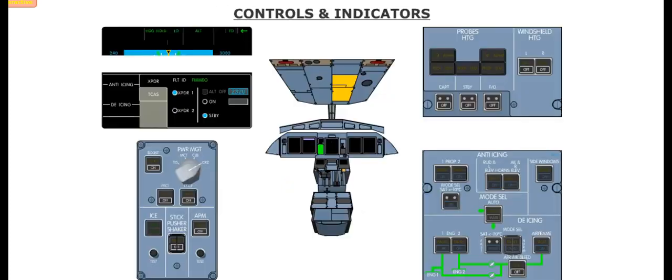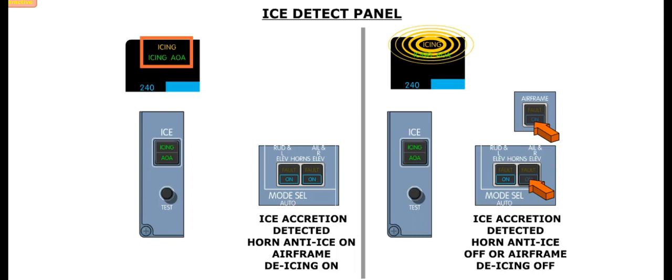We will now cover some of the controls and indicators. The icing AOA push button is located on the captain's side of the flight instruments panel. As discussed earlier, the amber icing label appears on the FMA when ice accretion is detected by the Anti-Icing Advisory System, or AAS. The icing label is steady if accretion is detected, and both horn anti-icing and airframe de-icing are selected on. If either horn anti-icing or airframe de-icing is selected off, the icing label will flash.